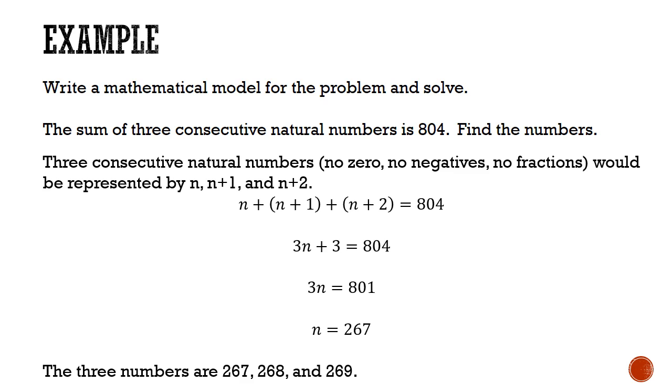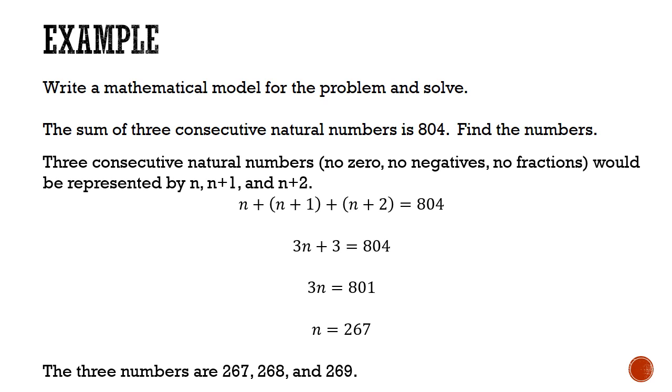Okay, 3 consecutive natural numbers, that means no zero, no negatives, no fractions, can be represented by n, n plus 1, and n plus 2. Because if you think about it, pick any number to start with. To get to the next, you add 1, and then to get to the third one, you add 1 more. So in other words, you've added 2 from the number you started with. The nice thing about these problems is they all tend to follow this pattern. So if you can get the pattern down, you can really do these very easily.